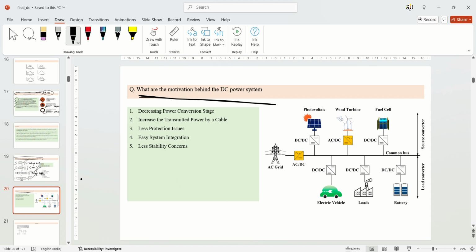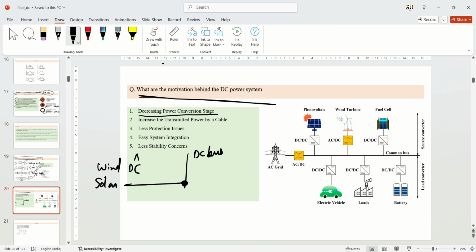Okay, let me give the solution for this question. If you read out the first statement, it is telling decreasing the power conversion stages, that is true. Suppose you are using a DC bus, and you have the DC generating sources. Suppose you have the wind as well, you have the solar as well. So these are the DC generating sources. You directly connect with this DC bus bar.